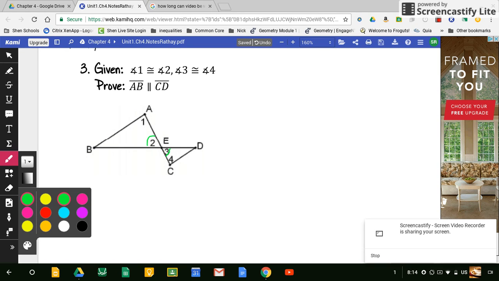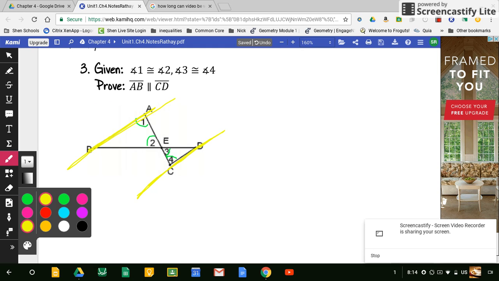Other things we know. Given, angle 1 matches 2. Well, if 1 matches 2 and 2 matches 3, we have a lot happening. And then my second given is that 3 matches 4. So I really know that all of these angles match. My goal is to prove AB parallel to CD.